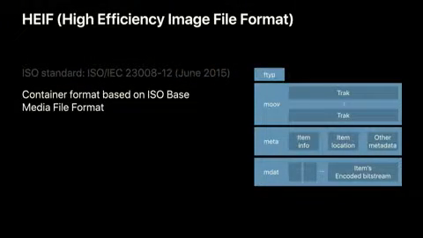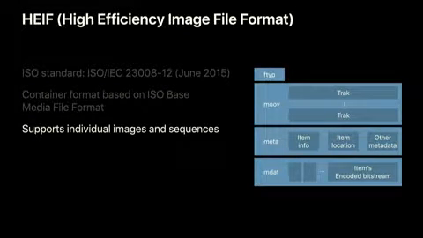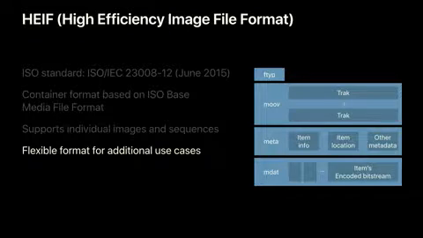So with these requirements in mind, we looked at a few options, and we selected HEIF. HEIF stands for High Efficiency Image File Format. And like HEVC, it is also an industry standard that was ratified by ISO in 2015. It's based on the familiar ISO base media file format. It is extremely feature-rich, and it supports both individual images and sequences. There are many use cases in addition to that are supported by this file format, which allows for future extensibility.